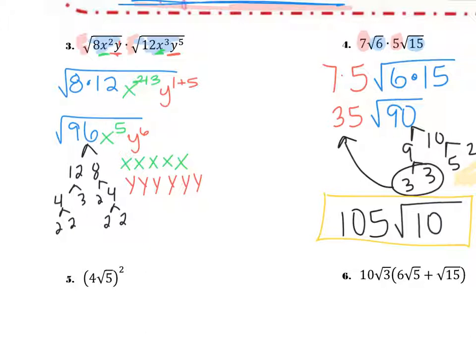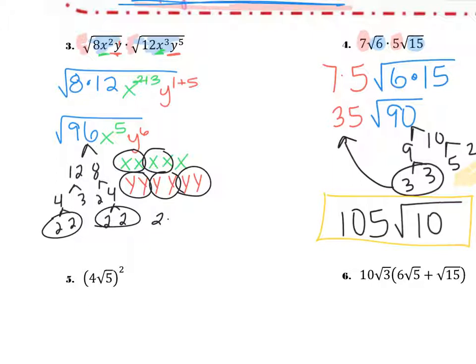And what I'm going to start to do is look for the pairs, right? Okay, so I can do that with both the numbers and the variables. So outside on the radical, I'm going to have a 2 times 2 for my groups of 2. And I'm also going to have an x times x for those 2 groups of x's, and a y times y times y for those 3 groups of y's that I made.